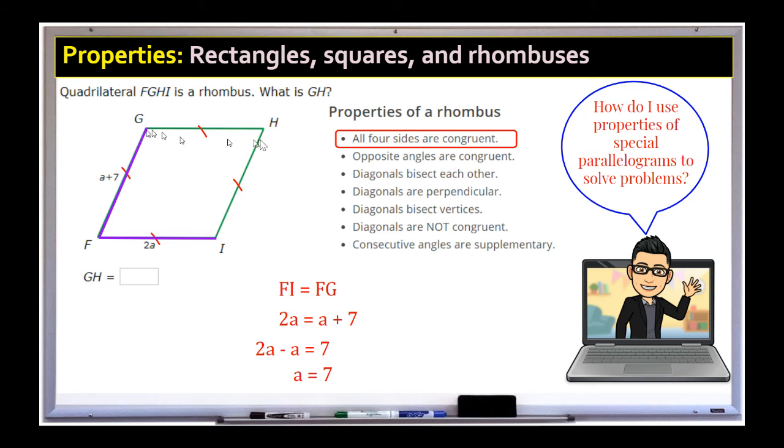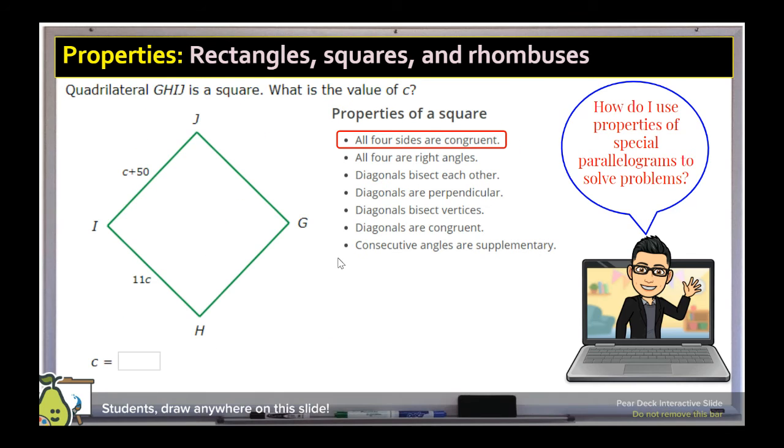It's asking for GH. Well, GH is the same as IFI, or actually any of these is fine, right? And so we substituted in for 2A here, and we do 2 times A, which is 2 times 7, and that's going to give us 14, okay? So GH is 14 units long.